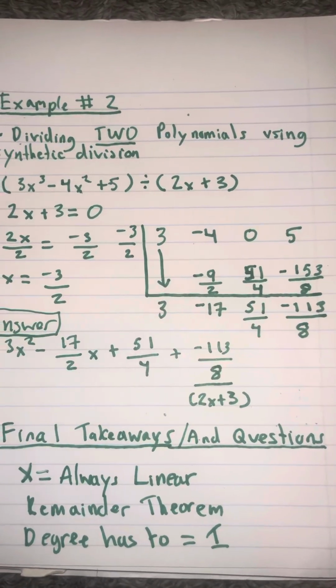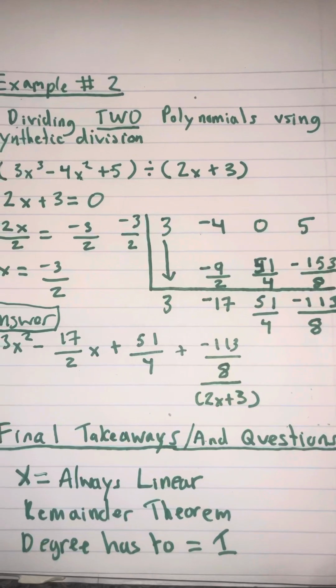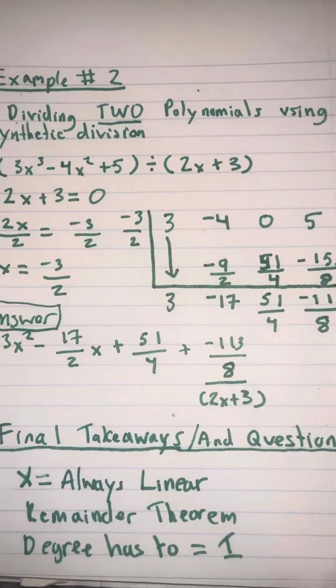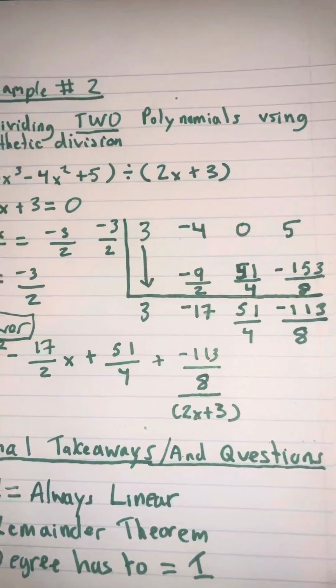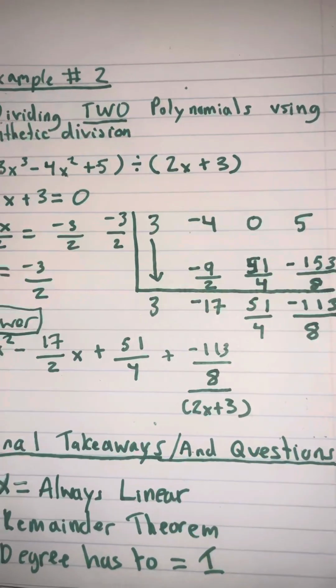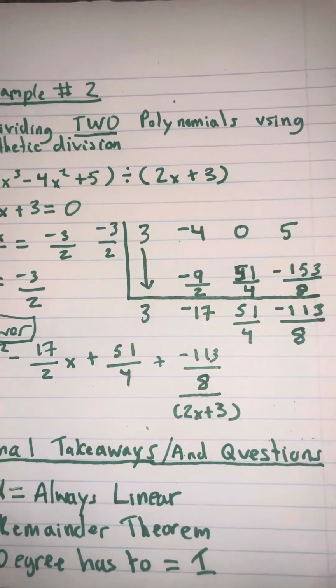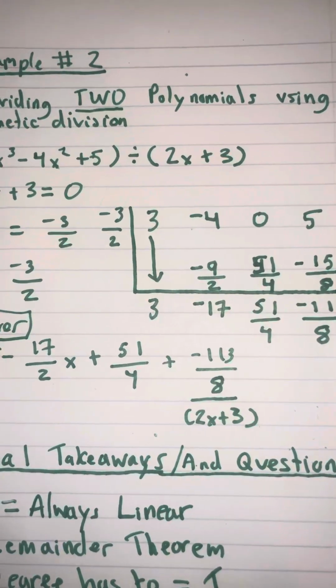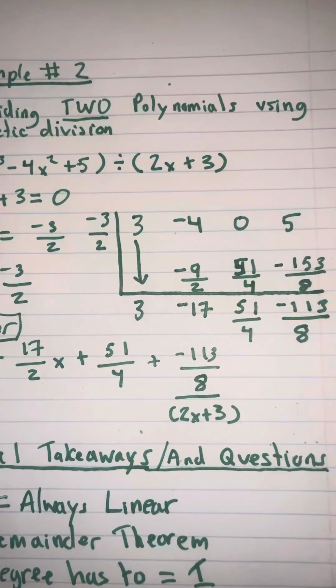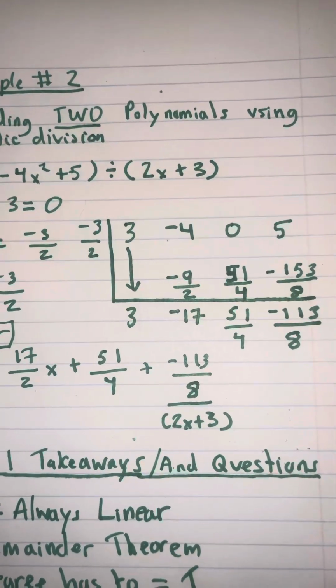And we're going to draw the same sort of line structure and put minus 3 over 2 at the top of the line there. We're going to take the 3, bring it down, line up our numbers the same way we did in the last equation, and the math equals out to 3, minus 17 over 2, 51 over 4, and minus 113 over 8.